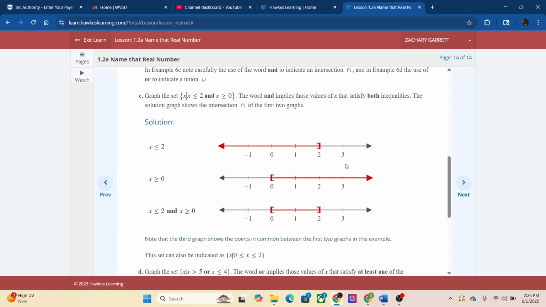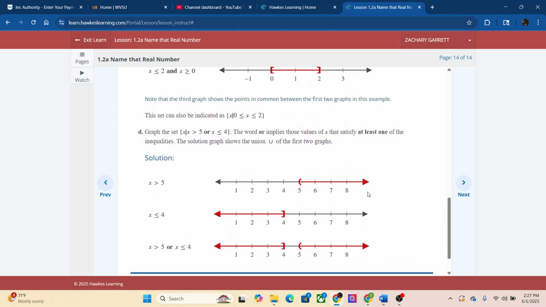And again, this is more graphing here. Graph the set x such that x is less than or equal to 2 and x is greater than or equal to 0. The word and implies these values of x satisfy both inequalities. The solution graph shows the intersection of the first two graphs. So these are graphed independently at first, and then they are combined here. So there we have the graph for that. And you can feel free to pause and take a look at the last graph for yourself.